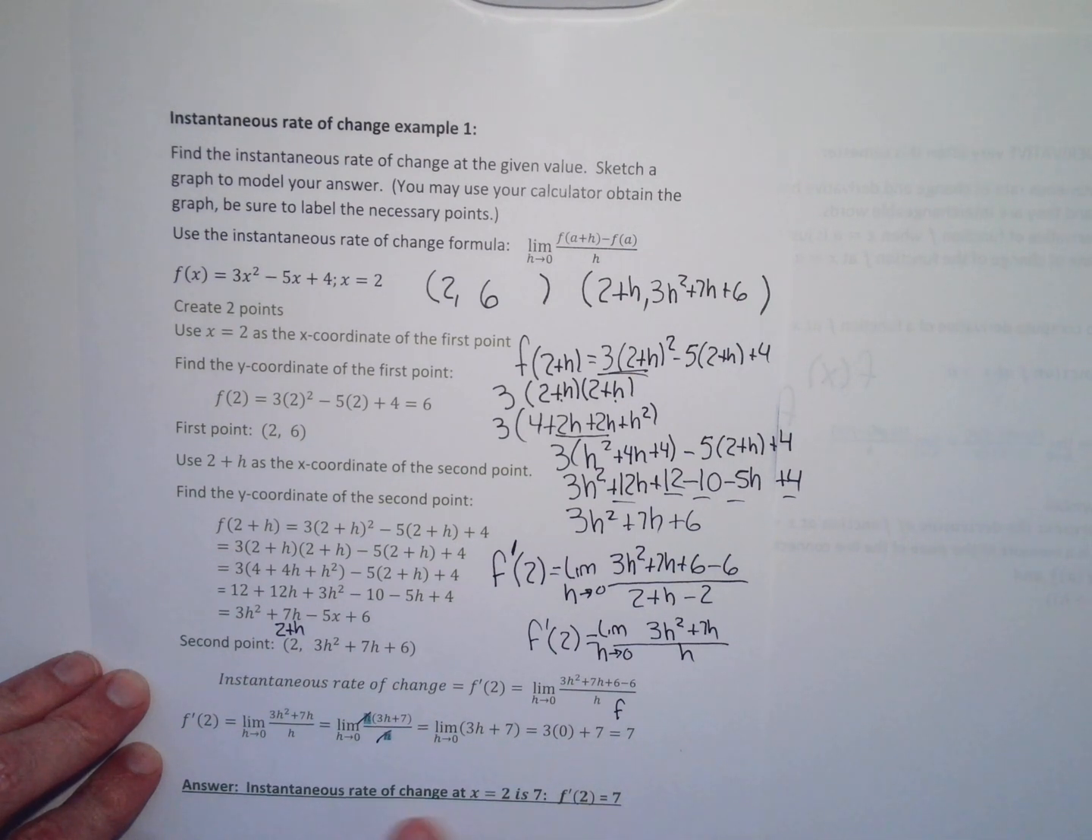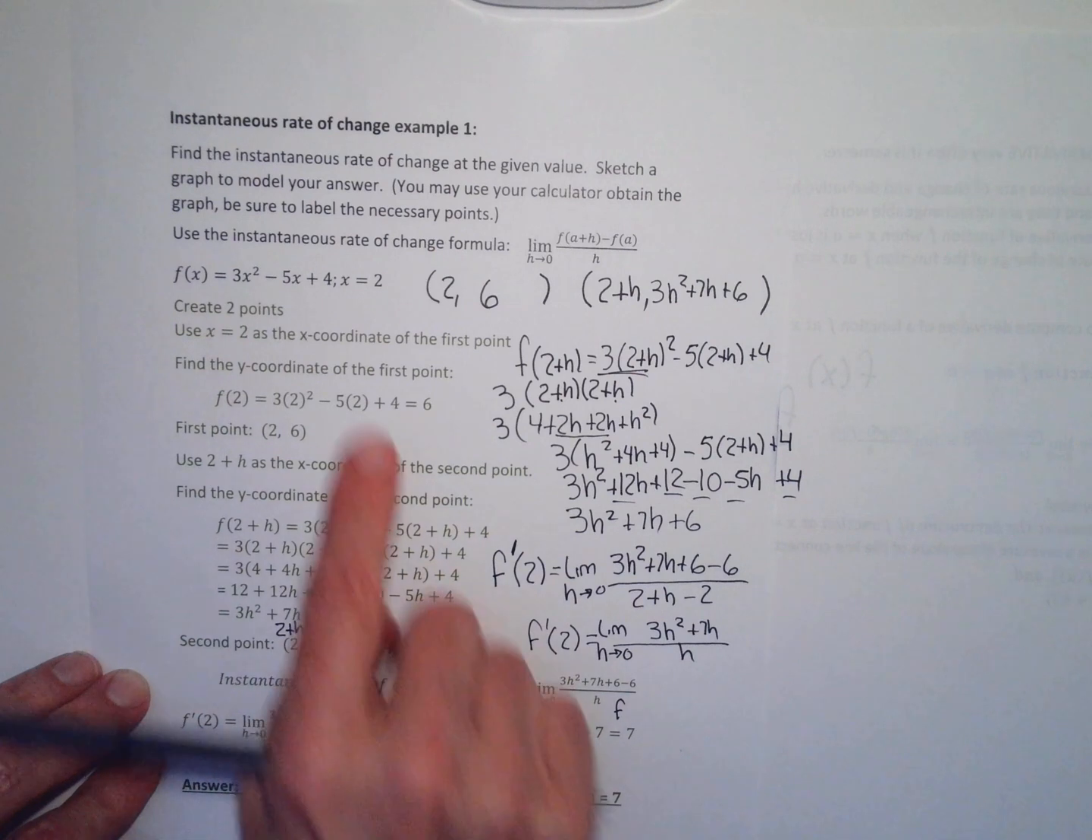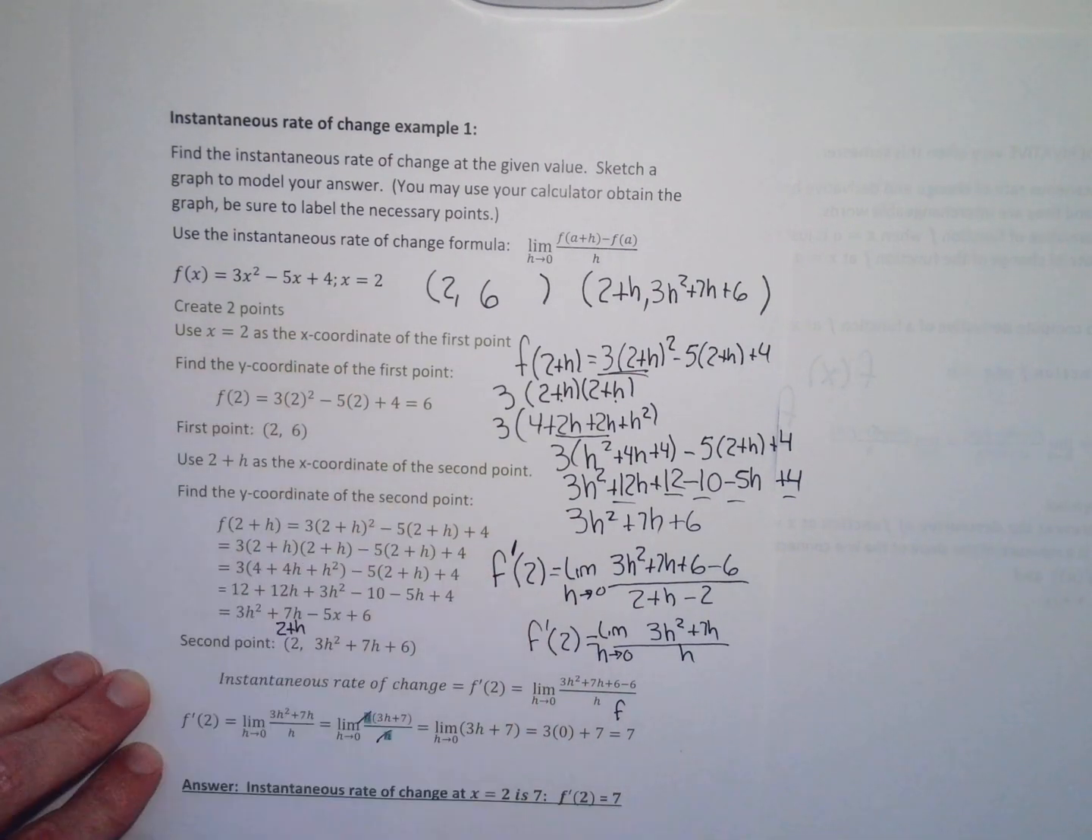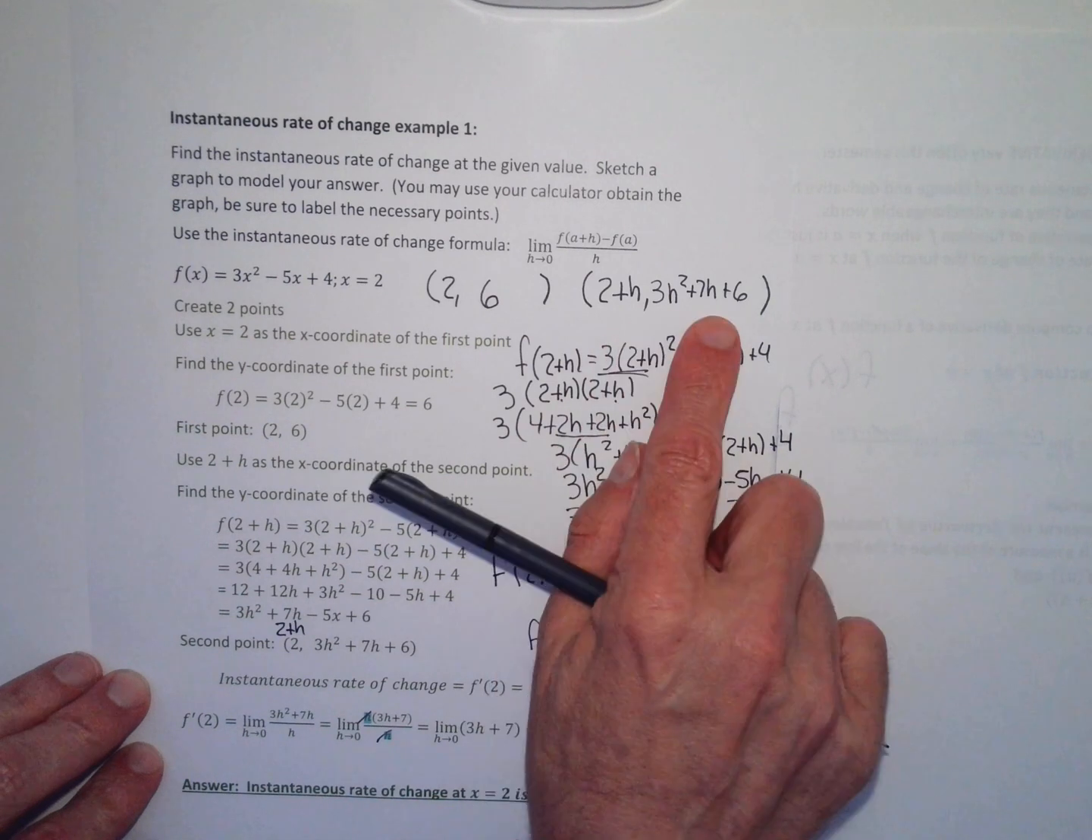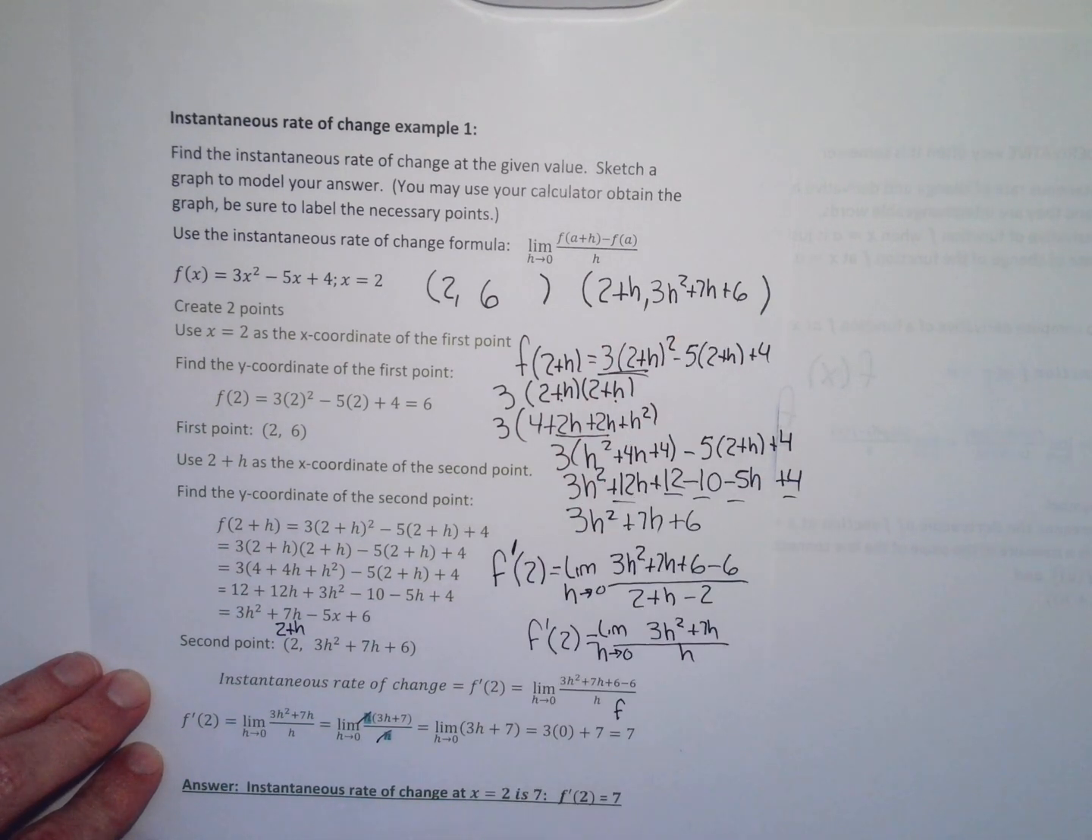These both say the same thing. So the slope of the line that connects the point 2, 6 to the point 2 plus h, 3h squared plus 7h plus 6 is 7.